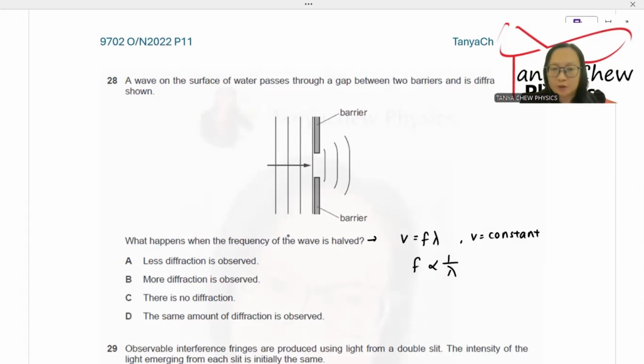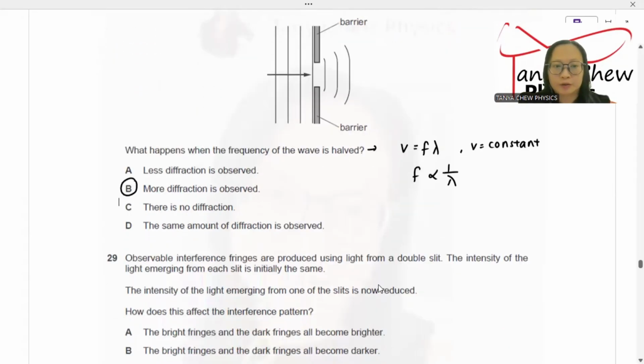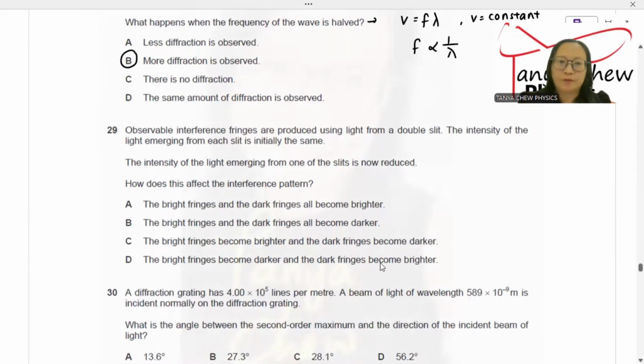So when the wavelength is increasing, which is almost equivalent to the size of the gap, maximum diffraction could occur. So more diffraction is observed. B is the answer. Number 29, observable interference fringes are produced using light from a double slit. The intensity of the light emerging from each slit is initially the same. The intensity of the light emerging from one of the slits is now reduced. One is brighter compared to the other one. So how does this affect the interference pattern?